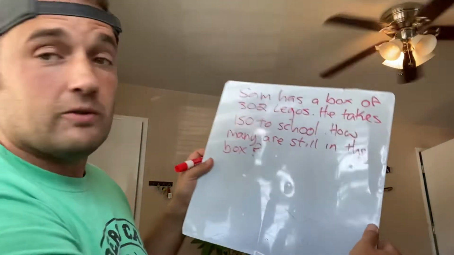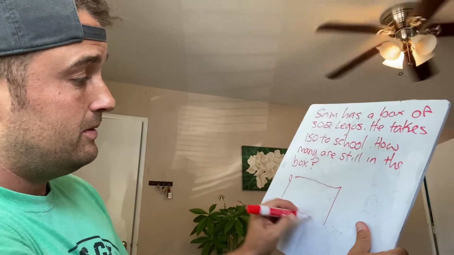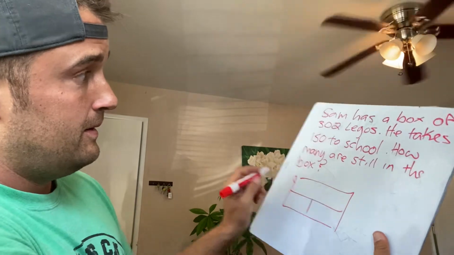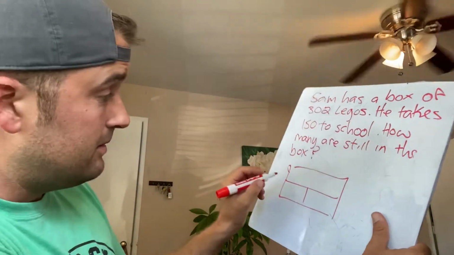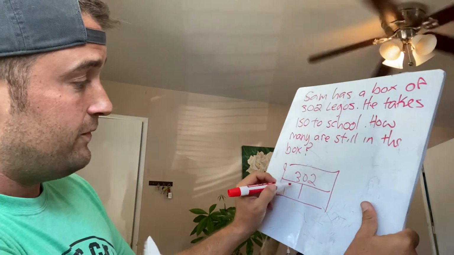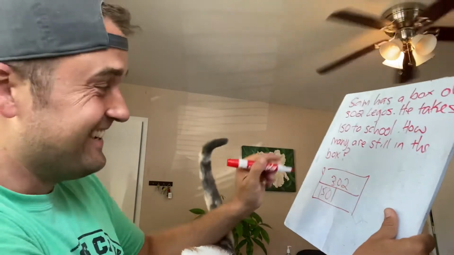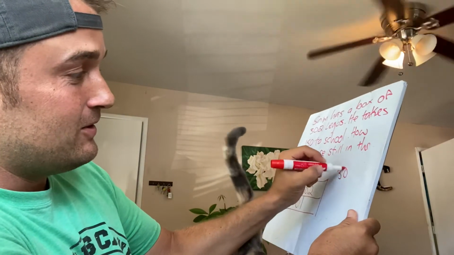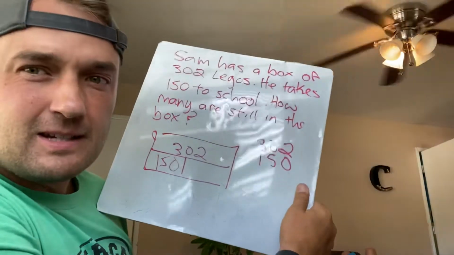Okay. So now to draw it, I like my parts in a whole. Okay. The whole, the big number, 302. One part was 150. Here comes Shiloh again. Okay, and to solve it, I'm gonna subtract.